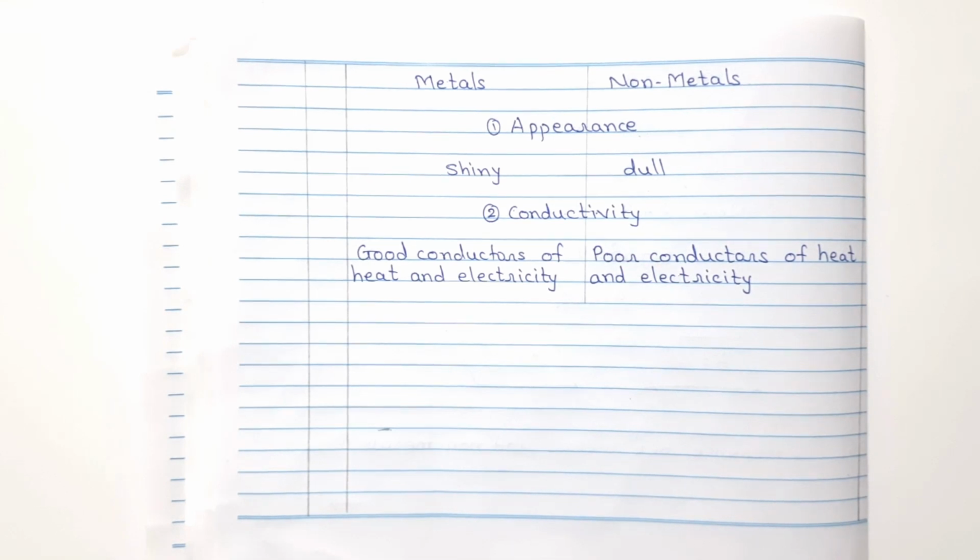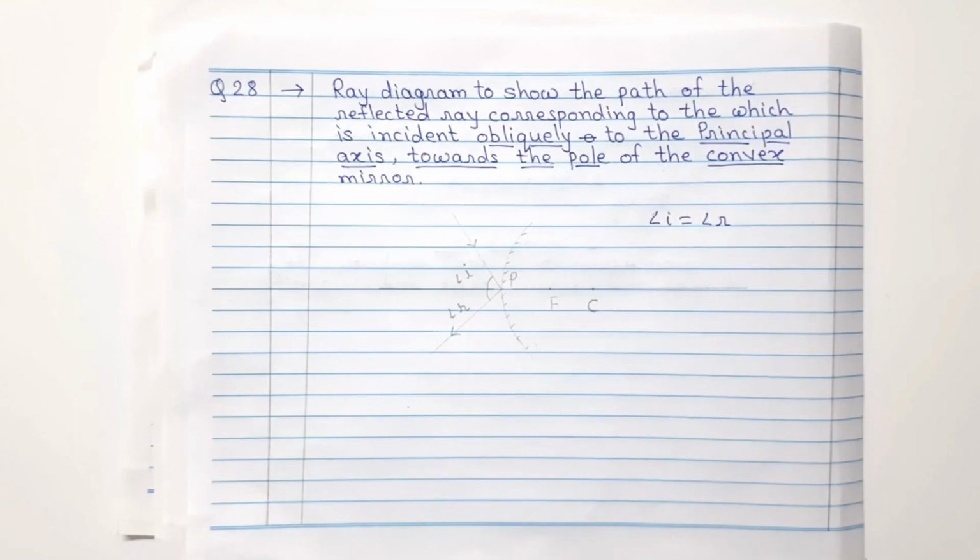Now we will see how to draw the diagrams. Draw a labeled ray diagram to show the path of the reflected ray corresponding to the ray which is incident obliquely to the principal axis towards the pole of the convex mirror. Mark angle I and angle R.